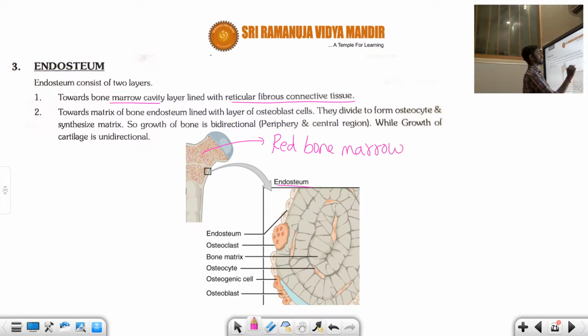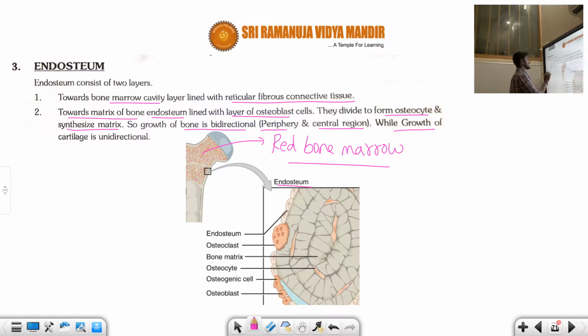What is the role of red bone marrow? It is hematopoietic in nature, that means it promotes the formation of RBCs. And another part you can see, towards the matrix of the bone, the endosteum is lined with a layer of osteoblast cells. They divide to form the osteocytes and synthesize the matrix, so the growth of the bone is bidirectional. Bidirectional means peripheral and central region.